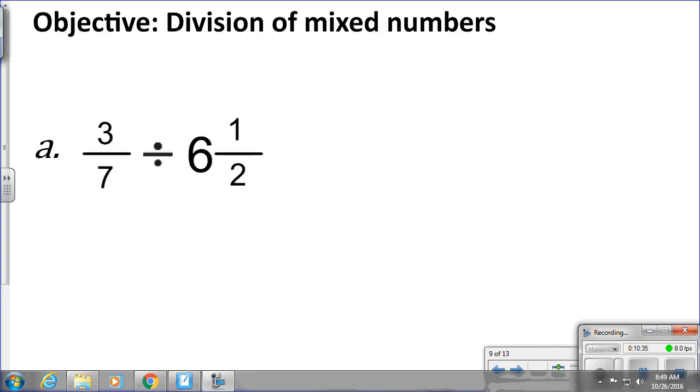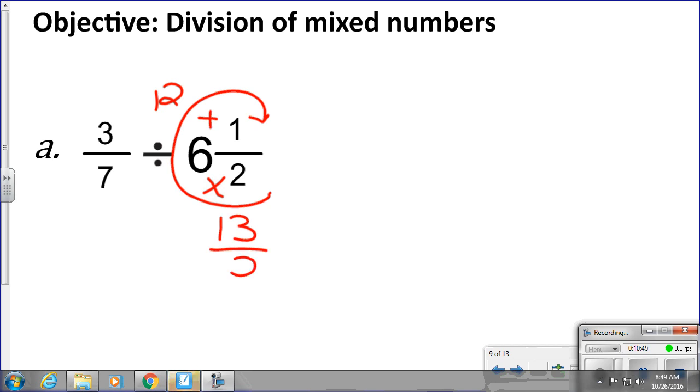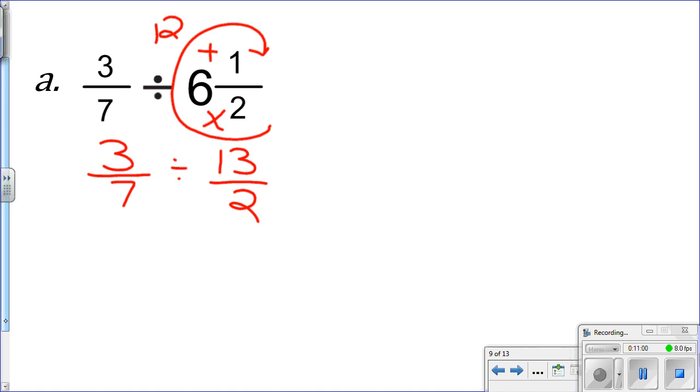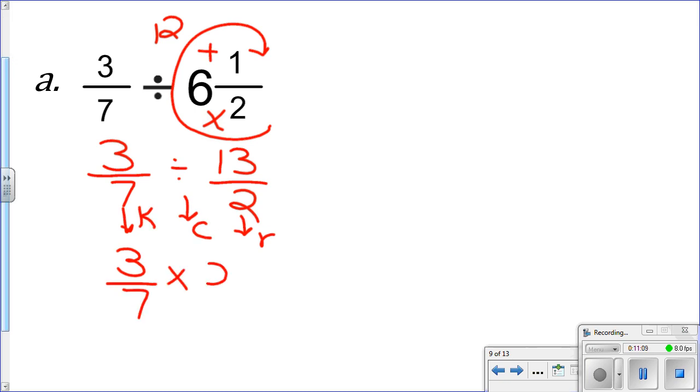Okay, division of mixed numbers. As soon as you see the mixed number, you need to change it to an improper fraction before you even attempt the keep, change, reciprocate. 2 times 6 is 12, plus 1 is 13 over 2. I'm going to rewrite this problem just as it sits. So now I no longer look back at the original problem. I'm now at the 3/7 divided by 13 over 2. At this point, you will apply your keep, change, reciprocate. 3/7 times 2 over 13. 3 times 2 is 6. 7 times 13 is 91.